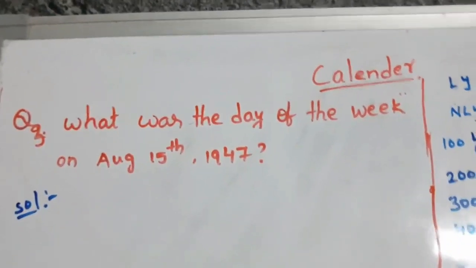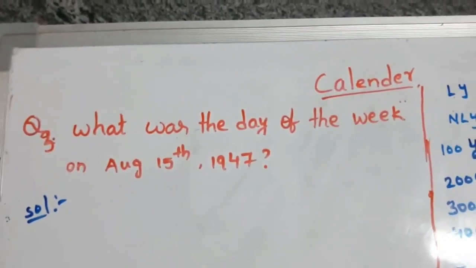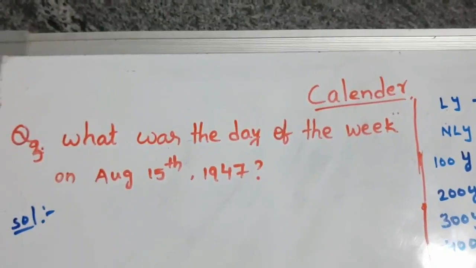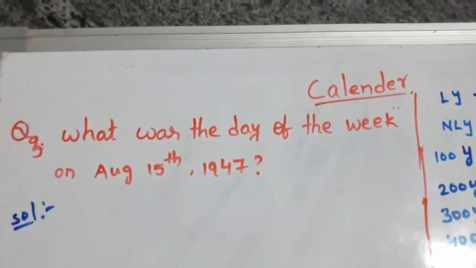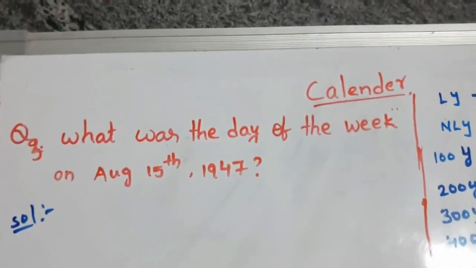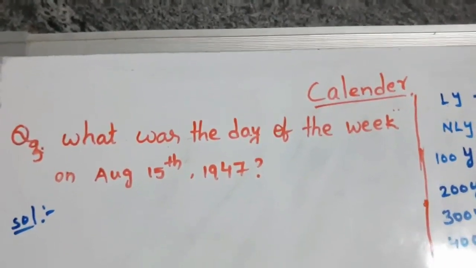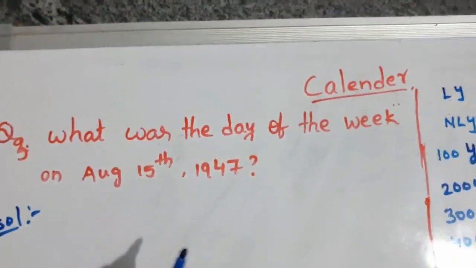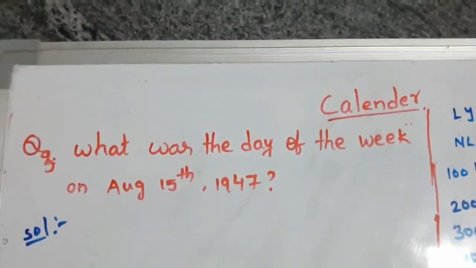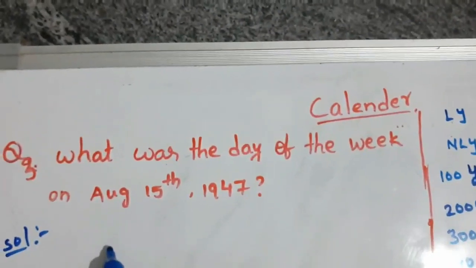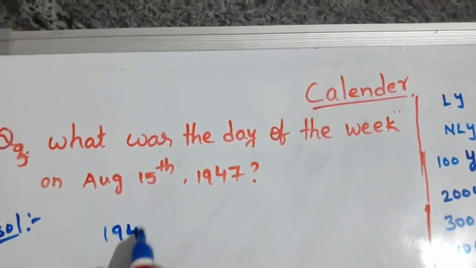Third question. The first 3 questions, and this third question, belong to the first type of problem, which means they will give you a date and you have to find the day. Okay, this is the last problem in this type. I am going to find August 15th, 1947, what day. So 1947.